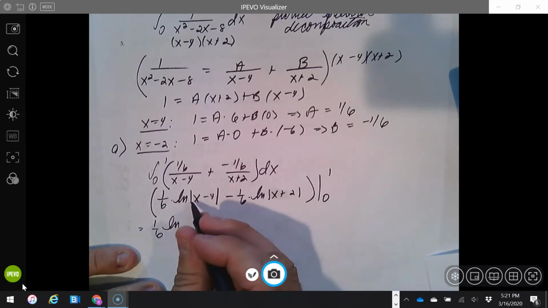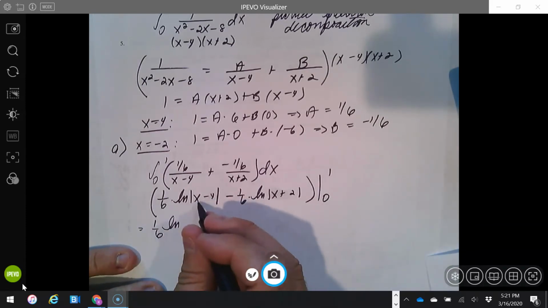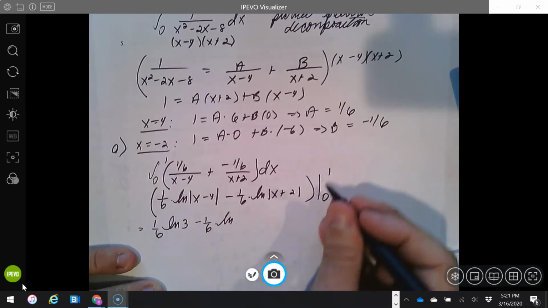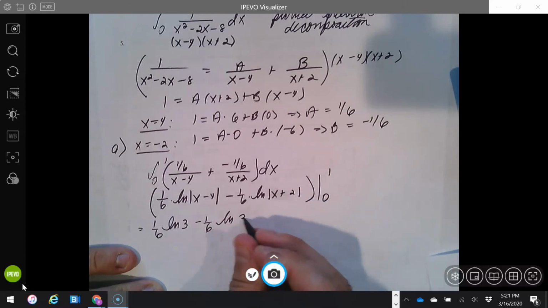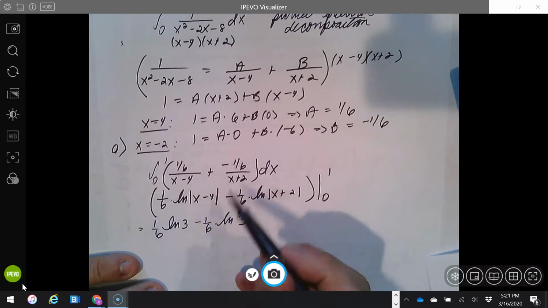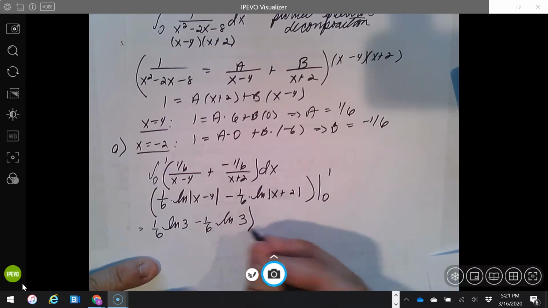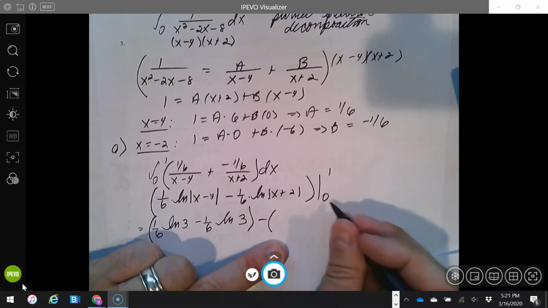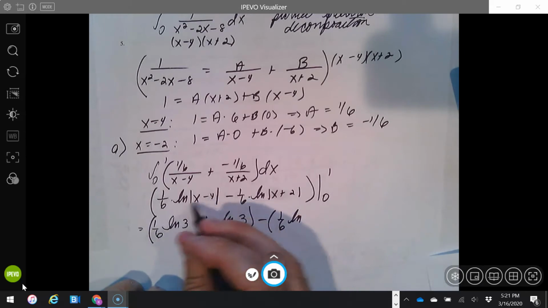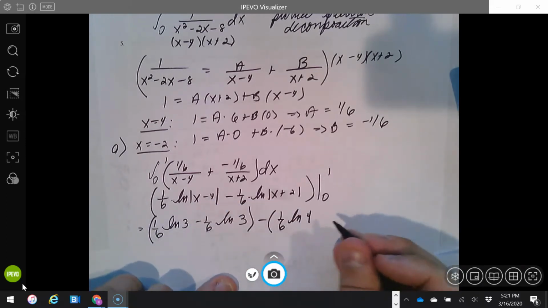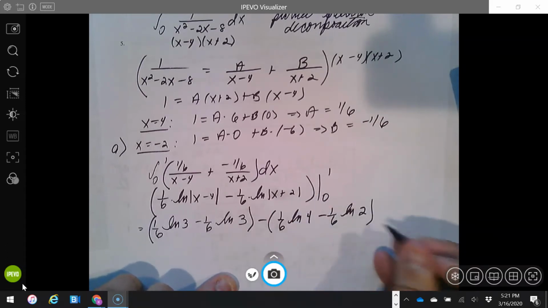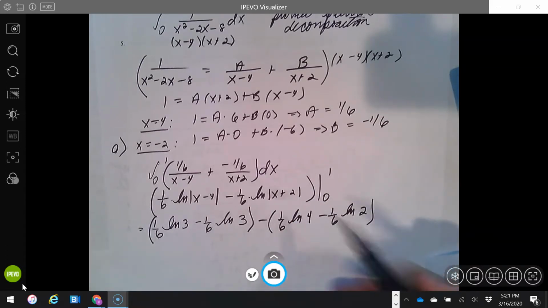1/6 the natural log of 1 minus 4 is -3. The absolute value of -3 is 3. Minus 1/6 the natural log of, plug in 1 plus 2 is 3. So 1/6 the natural log of 3 minus 1/6 the natural log of 3. All of that minus, plug in the 0, 1/6 the natural log of 0 minus 4 is -4. Absolute value of -4 is 4. Minus 1/6 the natural log of 2. Now, these are all numbers.